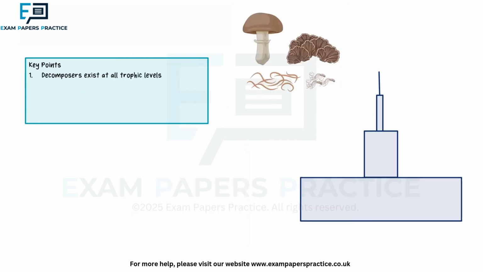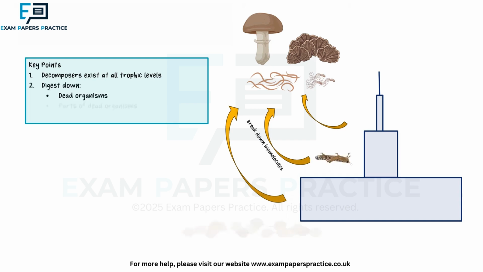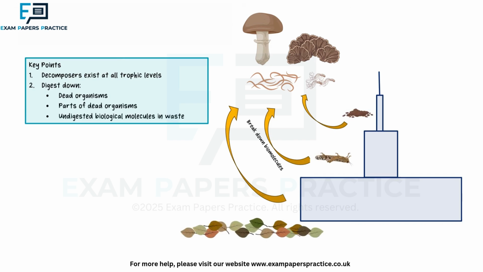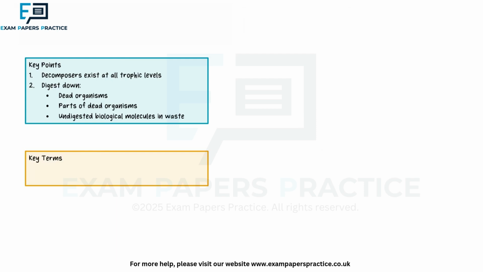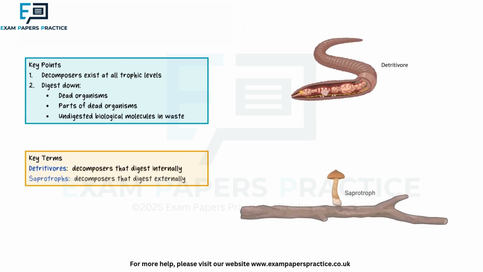Now that we've looked at food chains, let's consider how decomposers fit into food chains and food webs. These essential organisms are responsible for breaking down unused biological molecules in waste and dead organisms. They are typically not represented in food chains or pyramids of energy because they exist at every level of the food chain and food web. Decomposers digest down dead organisms, parts of dead organisms, and break down undigested biological molecules in waste. Decomposers can be categorized as detritivores or saprotrophs.